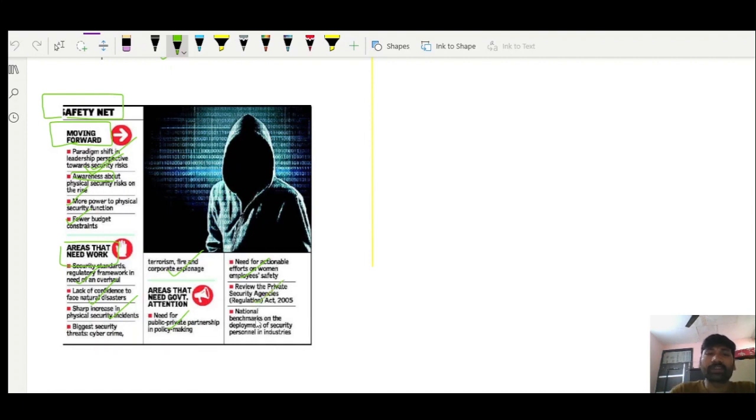And also review the Private Security Agencies Regulation Act 2005, and set national benchmarks on the deployment of security personnel in industries. So there should be national benchmarks as well on the deployment of security personnel in industries. So this is all regarding cybercrime and enhancing the cybersecurity architecture in India.